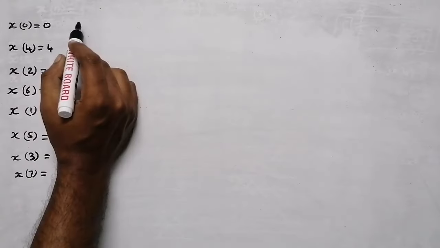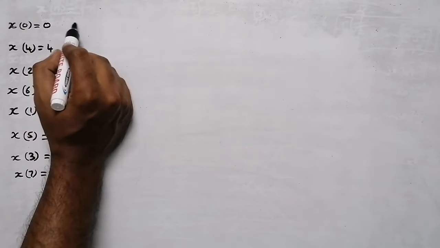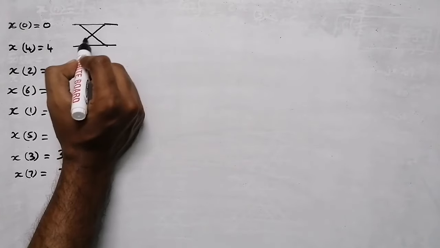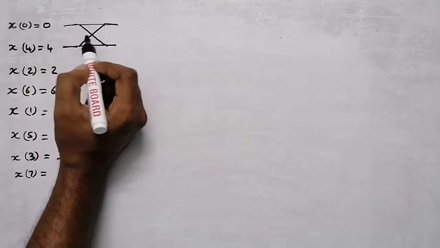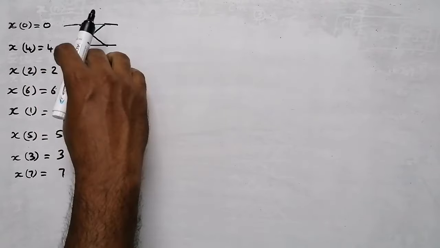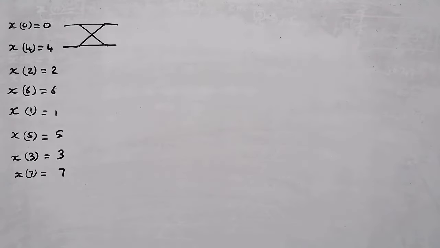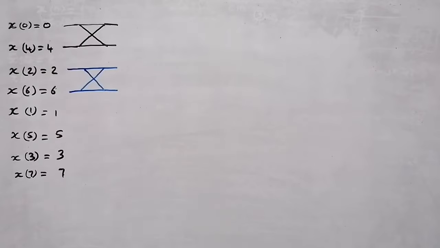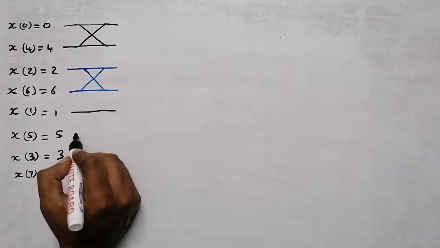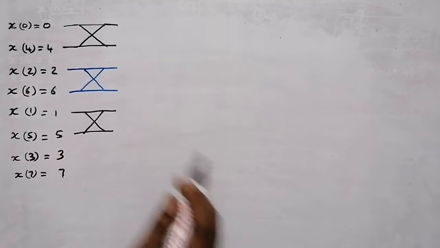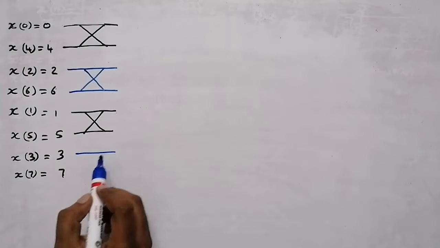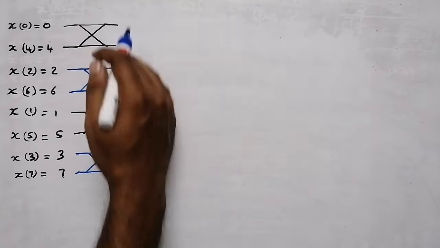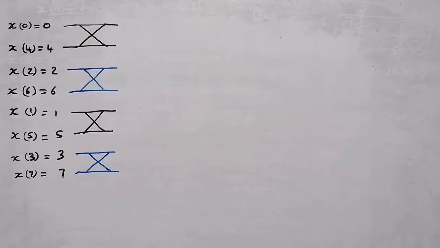Now, the first stage will consist of 2-point DFTs. So there will be two lines, and we will put a cross mark in that line. This is a 2-point DFT. Like that, there are four 2-point DFTs. So this will be our second 2-point DFT. We will put a cross mark, and the next one will be our third 2-point DFT. We will put a cross mark. Then again the final one, the last 2-point DFT. This is our fourth 2-point DFT. So four 2-point DFTs are there.